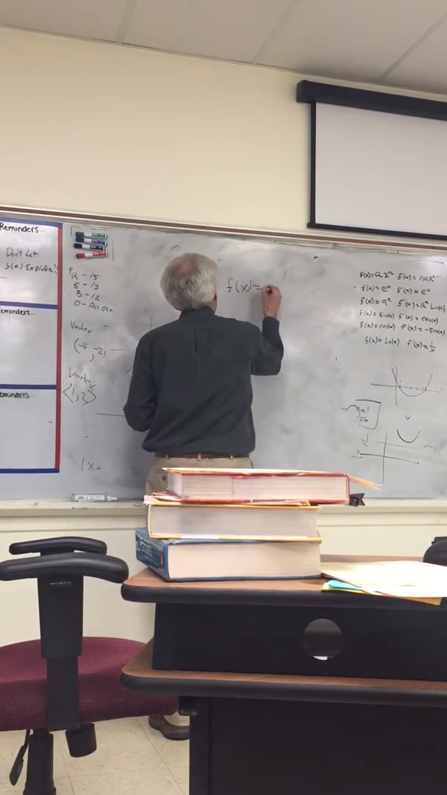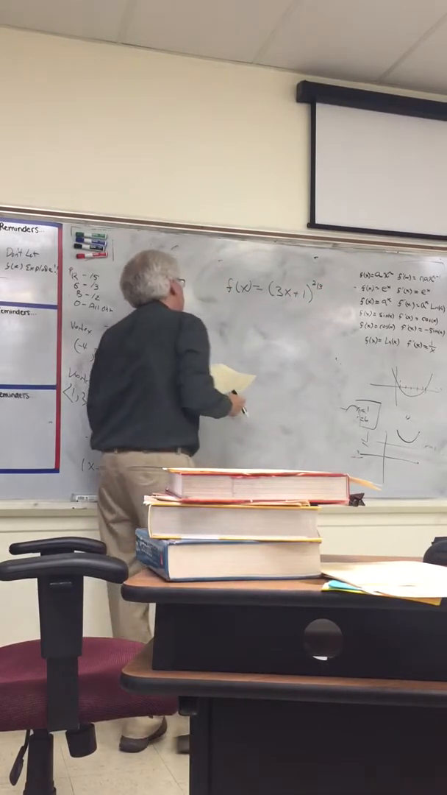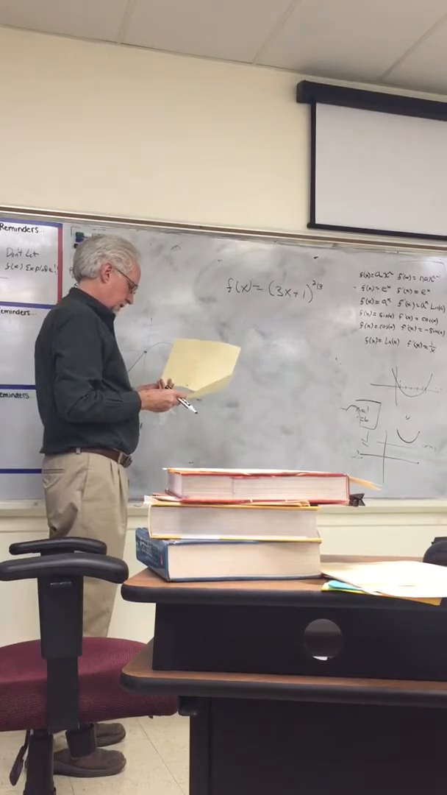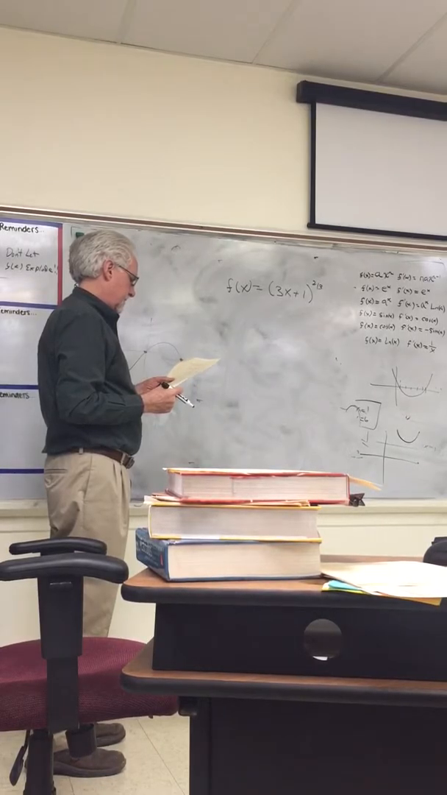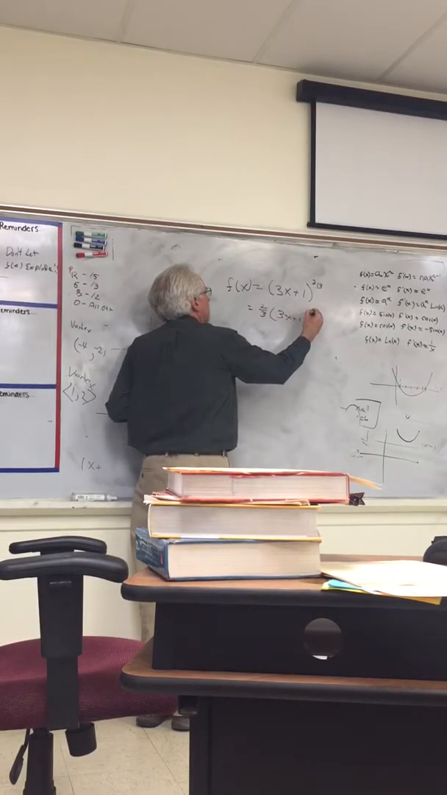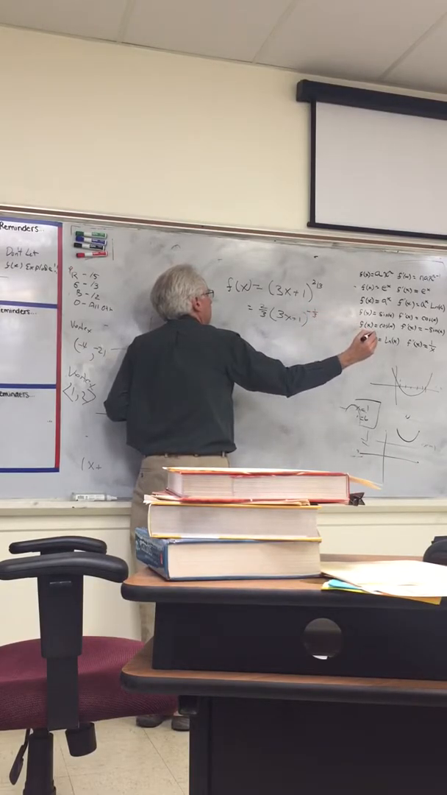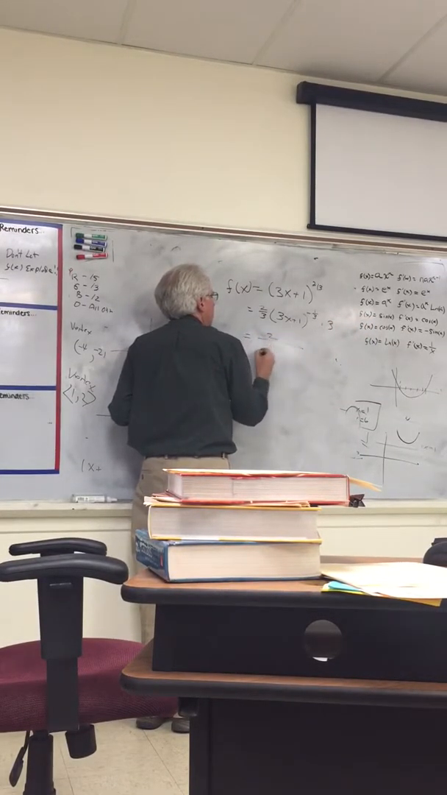f of x is equal to (3x plus 1) to the 2/3. If I want to find the local extrema, what would I do? Take the derivative. That's going to be equal to 2/3 times (3x plus 1) to the negative 1/3, and then you have to take the derivative inside, times 3. So this would be equal to 2 over the cube root of 3x plus 1.